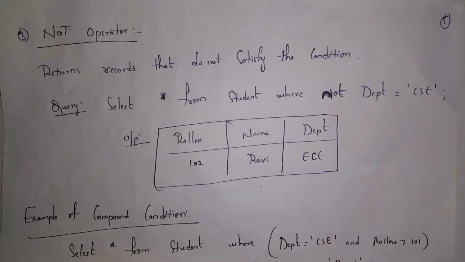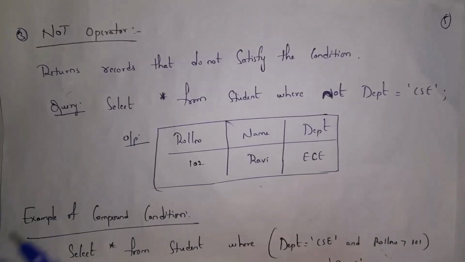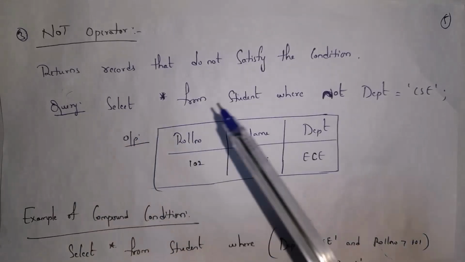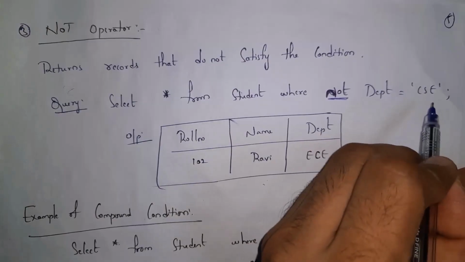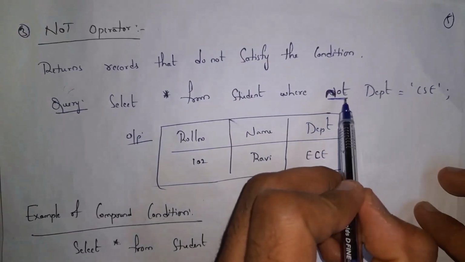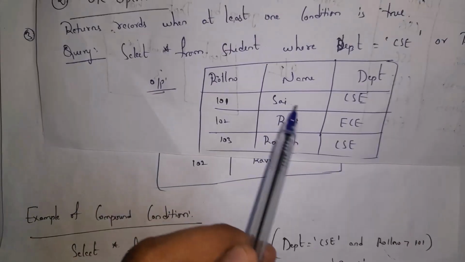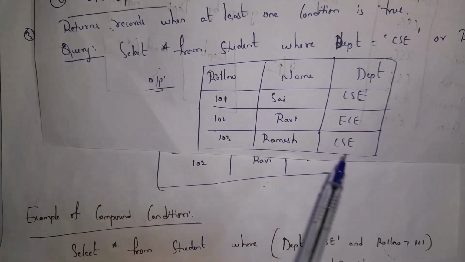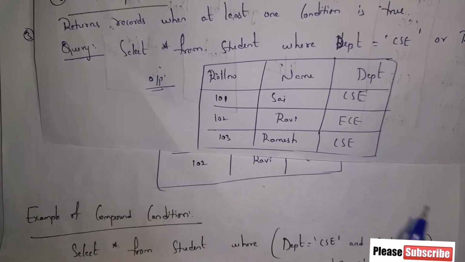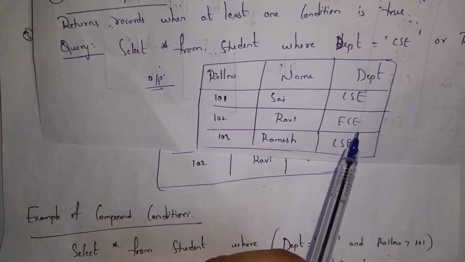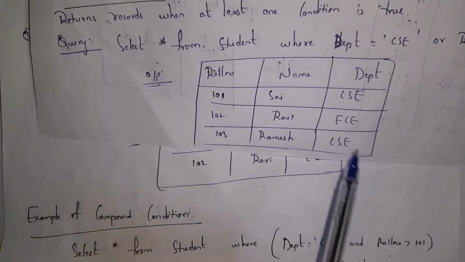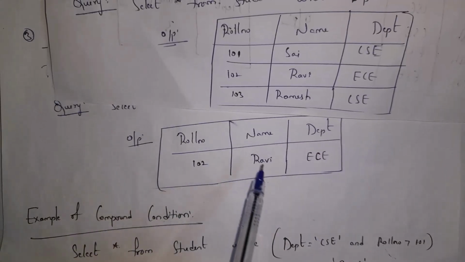And the third one is the NOT operator. It will return records if the condition is not satisfied. By seeing this example, you can clearly understand. So I'm applying it for the same table. SELECT * FROM student WHERE NOT, here I'm applying NOT, department is equal to CSC. That is nothing but if department is not CSC, then it will print the records. So here for Sai, department is CSC, and for Ramesh, department is CSC. Our condition is if department is not CSC, I should get that output. So here ECE is not equal to CSC, so this record will be printed as output. So I'll get output roll number 102, name Ravi, and department ECE.